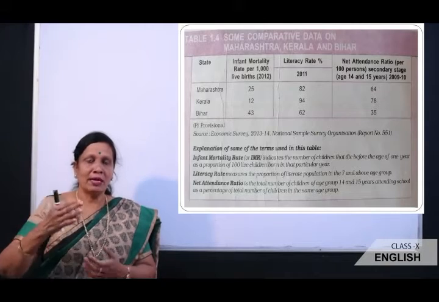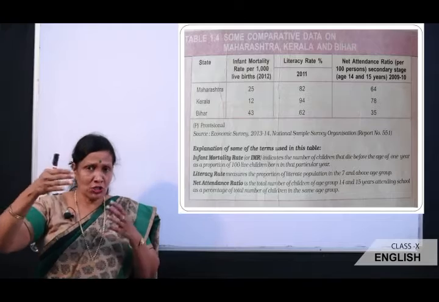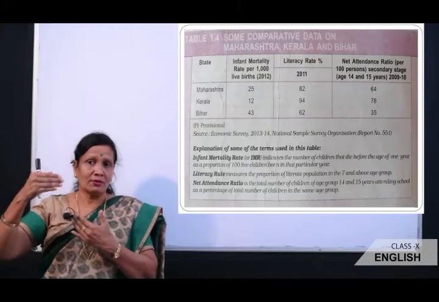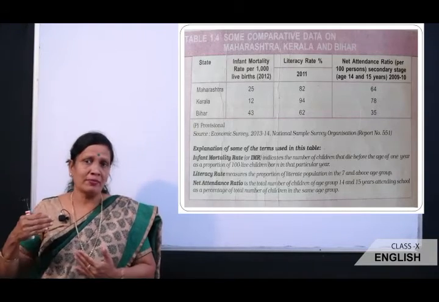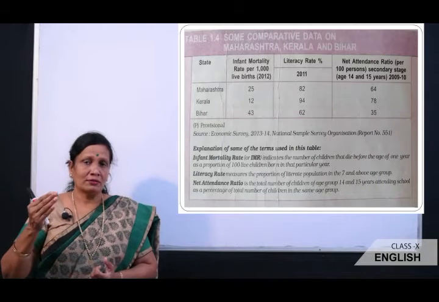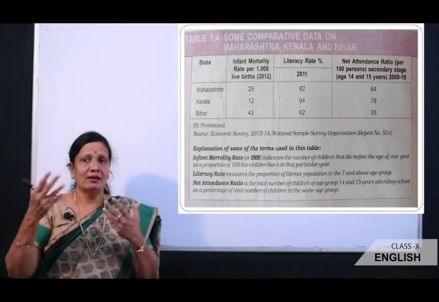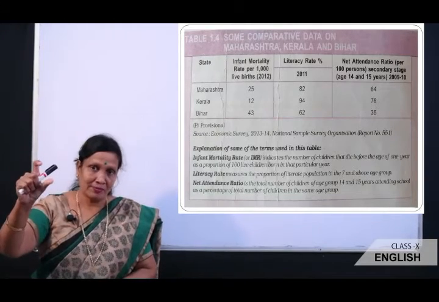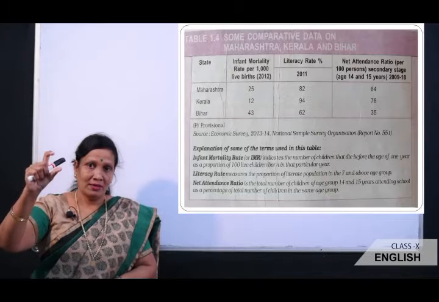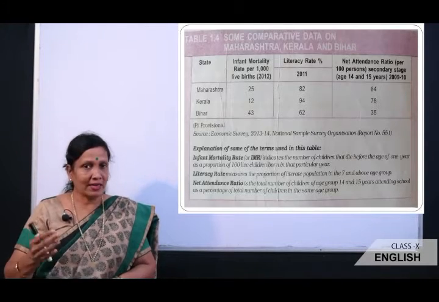Then you can maybe give the reasons. Once you compare this, initially you can analyze the facts and start writing after giving a suitable heading. You can write the status of education, the literacy and infant mortality status in different states. You can give the heading like this.